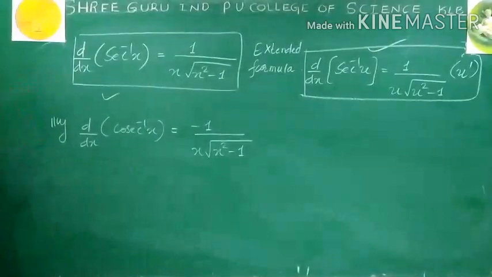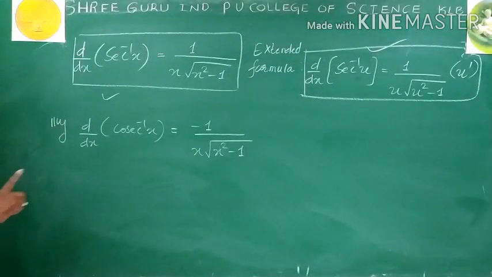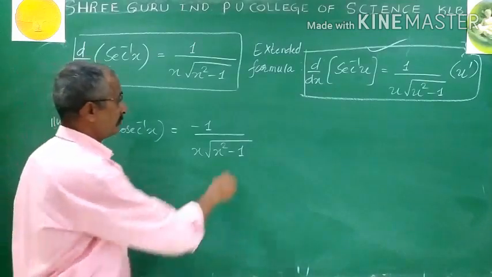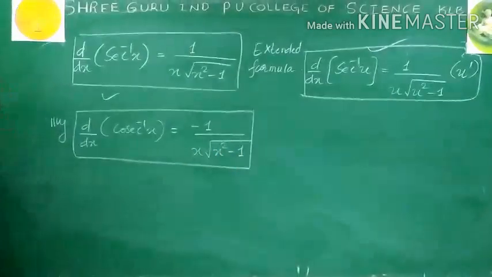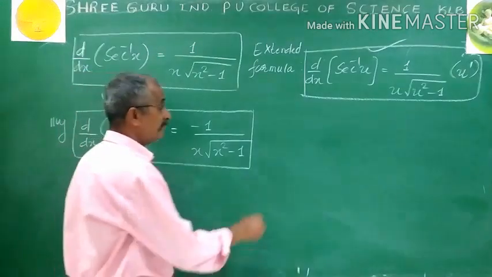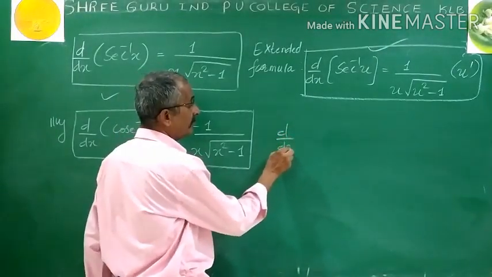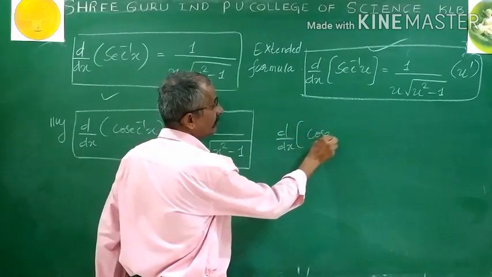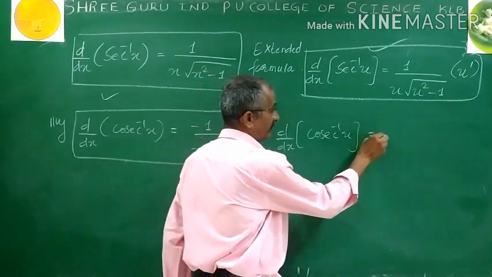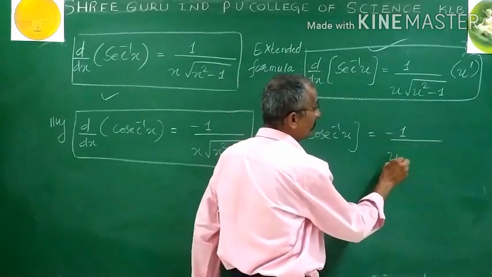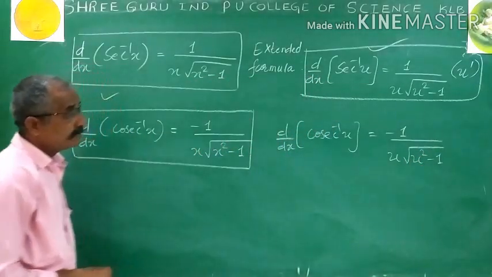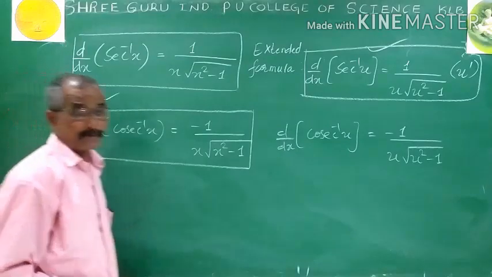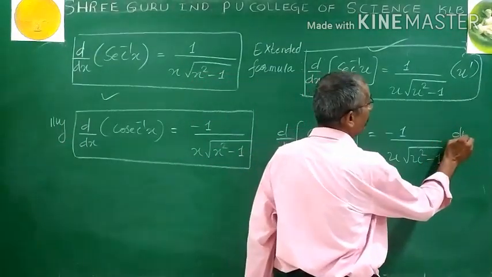This is an unextended formula, meaning defined only for x. It may be other than x, and that is the extended formula. You can keep the composite function formula in mind as an extension of earlier formulas of differentiation. Let's extend the same formula. The extension formula: differentiation of cosec inverse u equals minus 1 by u into root u square minus 1, and not only that, multiplied by the differentiation of u, namely du by dx.